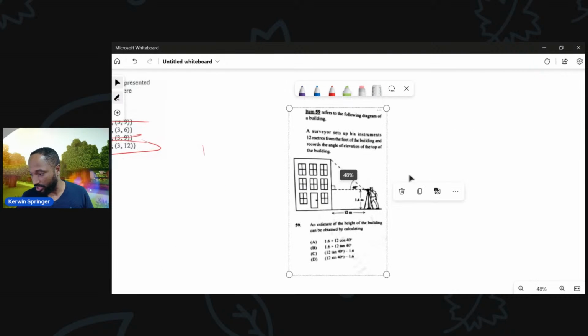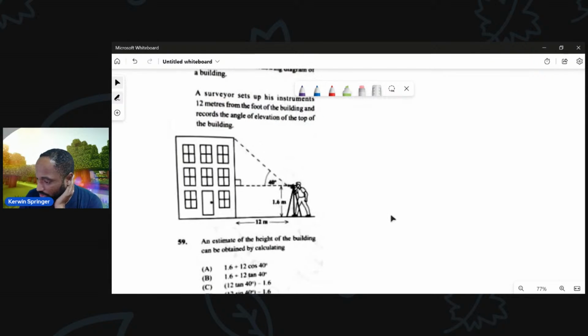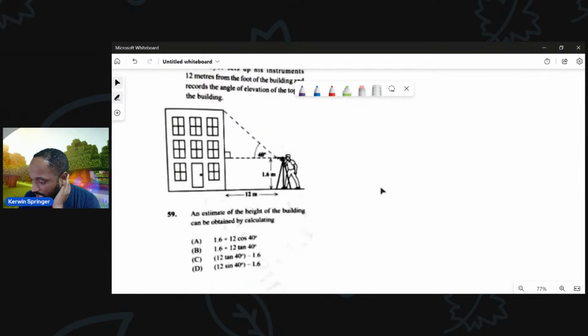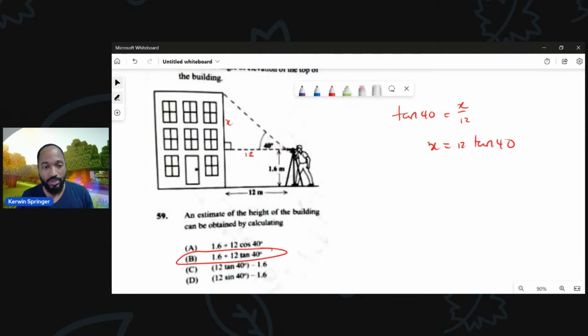The surveyor sets up his instrument 12 meters from the foot of the building and records the angle of elevation as 40 degrees. Most likely it could be an x thing, because I've seen 12 here and the height of the building. So you want to find this x here, which is the opposite. So it's tan of 40. If you're doing opposite and adjacent, you have to use tan. So SOH CAH TOA, opposite over adjacent. Tan 40 is x over 12, so x is equal to 12 tan 40, but I also need to add on the 1.6. B is the way to go there.